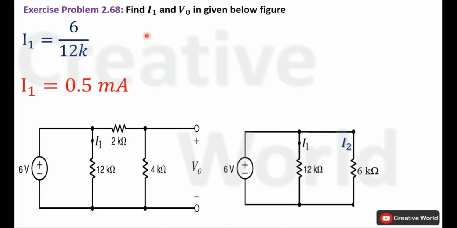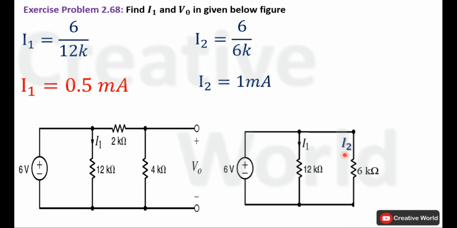We have calculated one parameter that was highlighted in the question. The other parameter is voltage across this 4 kilo ohm resistance. For that purpose, we should have the value of current through this branch, and that current is equal to I2. We will calculate this current using Ohm's law again. Value of current I2 will be equal to 6 volt divided by the value of total resistance in this branch, that is 6 kilo ohm. I2 is equal to 6 divided by 6k. So the value of current I2 will become 1 milliampere.